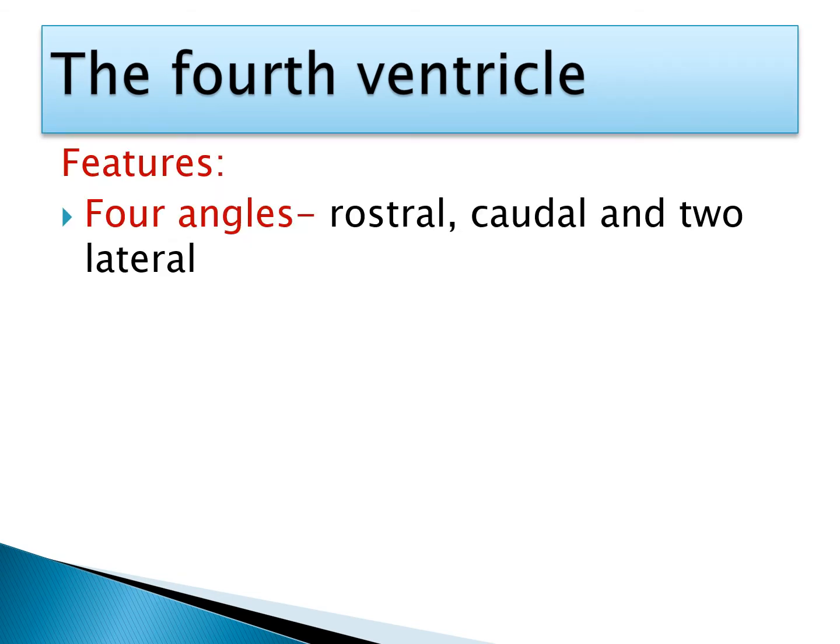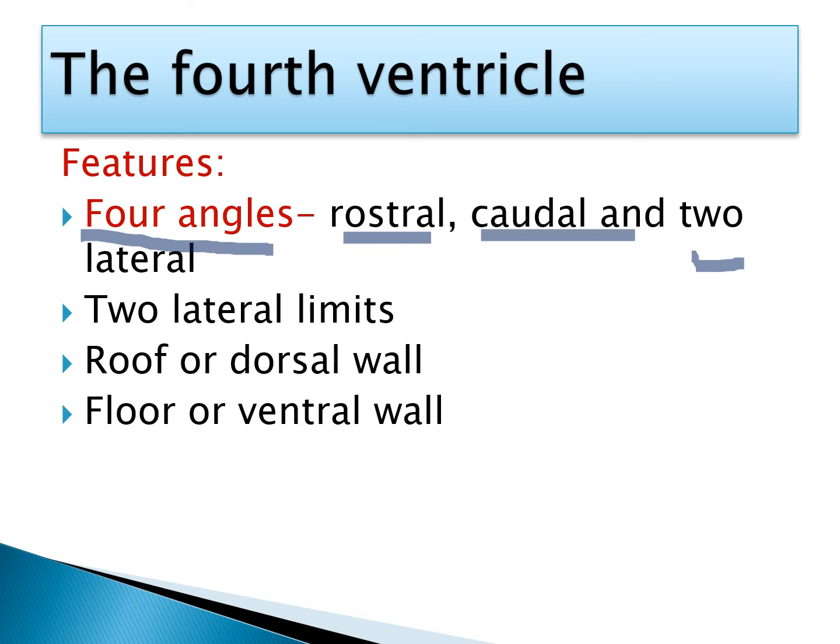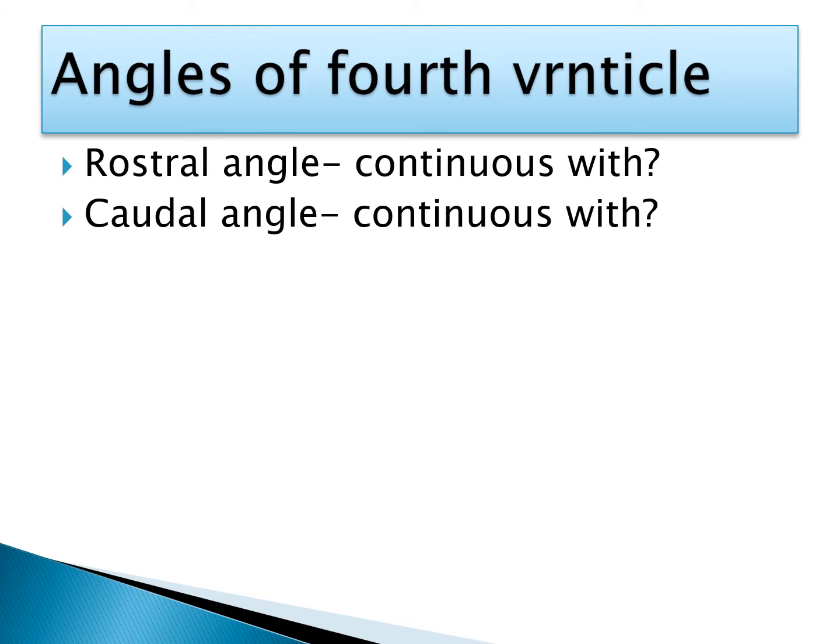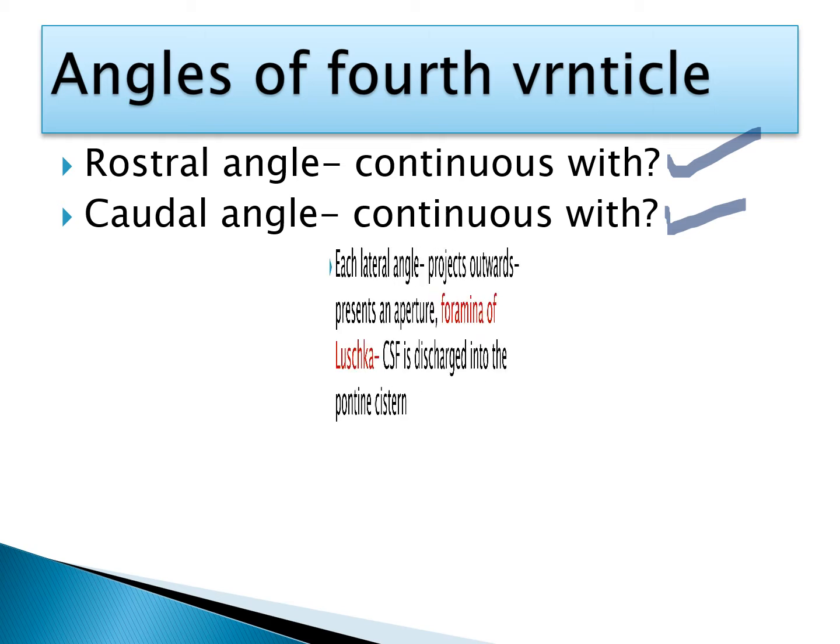The fourth ventricle has four angles: rostral, caudal and two lateral angles. It also has two lateral limits or boundaries, the roof, otherwise called the dorsal wall, and the floor, otherwise called the ventral wall. The upper angle is continuous with the cavity of the midbrain, that is the aqueduct of Sylvius. The lower angle is continuous with the cavity of the lower part of the medulla oblongata and the spinal cord, that is the central canal.